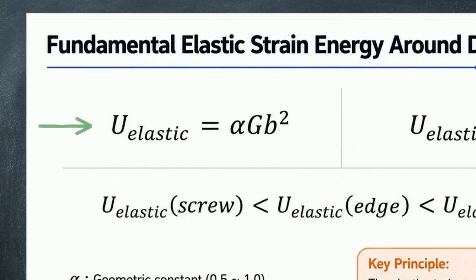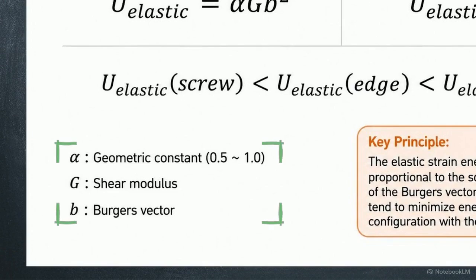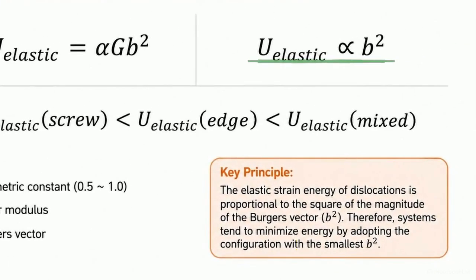This equation calculates the elastic strain energy of a dislocation and represents the axiom that governs these behaviors. It depends on a geometric constant alpha, the shear modulus G, and the square of the Burgers vector magnitude. Because energy scales with the square of this vector, physical systems adopt configurations that yield the smallest possible b squared.